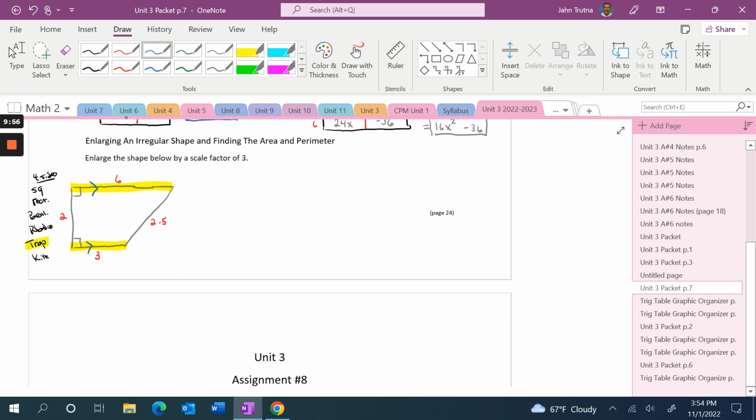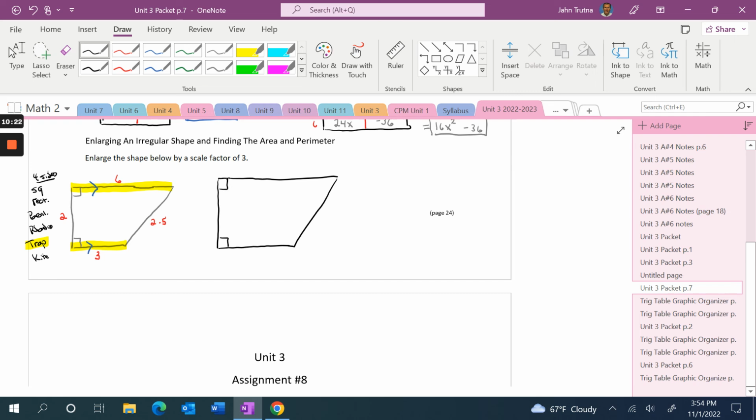This is a trapezoid. So the first thing I'm going to do is enlarge this shape. So I'm going to make this shape bigger. And then after I make the shape bigger, I'm going to find the area and the perimeter of the shape. Okay, so the first thing I've got to do is enlarge it so that it has a scale factor of 3.